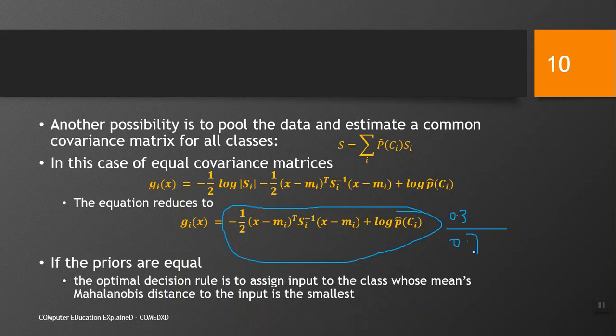Right. Even before applying the discriminator function, the data set that we have, we will multiply the probability of the data set with these numbers, and in that case the prior would become equal, and when the priors are equal we can ignore them. The optimal decision rule is to assign input to the class whose mean's Mahalanobis distance to the input is the smallest.